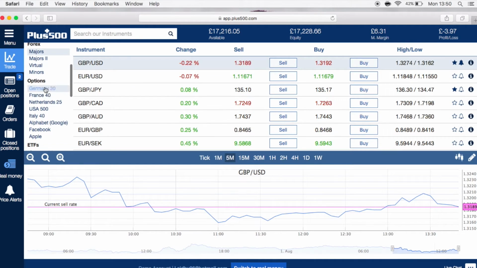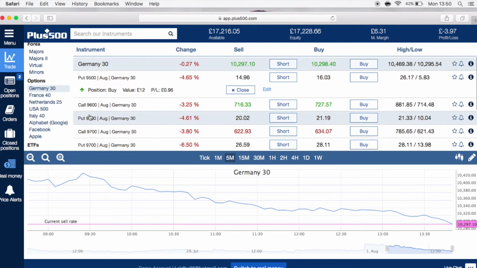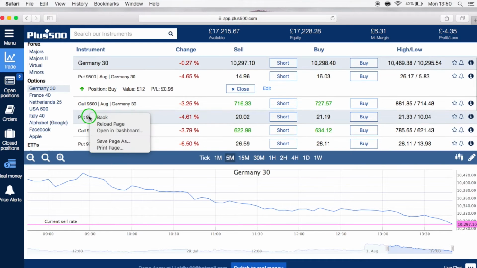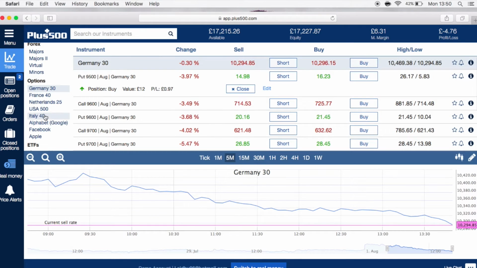Options, if we look here, these are very cheap to trade. I'll do another video on some of my favorite trades to make in terms of the cheapest ones and the most profitable, so watch out for that.